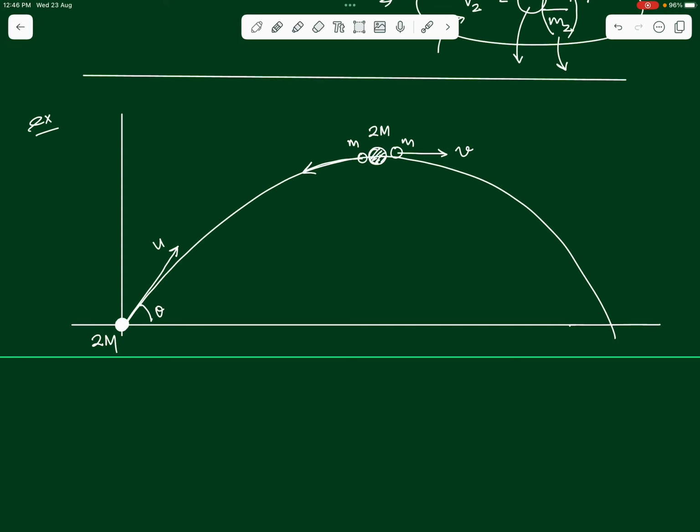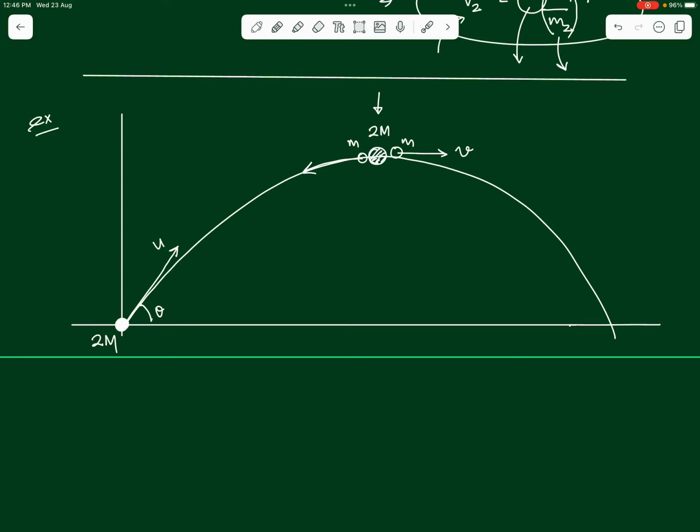Let's understand this question carefully. The question says that the particle which is projected with a speed u with an angle theta, as it reaches the topmost point, it breaks into two identical particles, one of which retraces its path back to the origin. We are supposed to find out the velocity of the second particle soon after the explosion takes place.